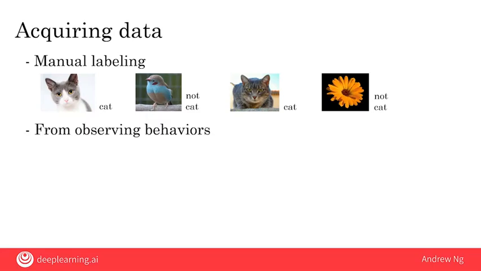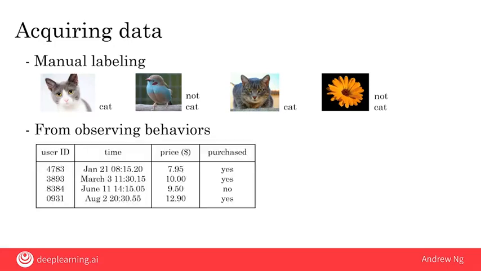Another way to get a data set is from observing user behaviors or other types of behaviors. So for example, let's say you run a website that sells things online. So an e-commerce or an electronic commerce website, where you offer things to users at different prices and you can just observe if they buy your product or not. So just through the act of either buying or not buying your product, you may be able to collect a data set like this. We can store the user ID, the time the user visited your website, the price you offer the product to the users, as well as whether or not they purchased it. And so just by using your website, users can generate this data for you.